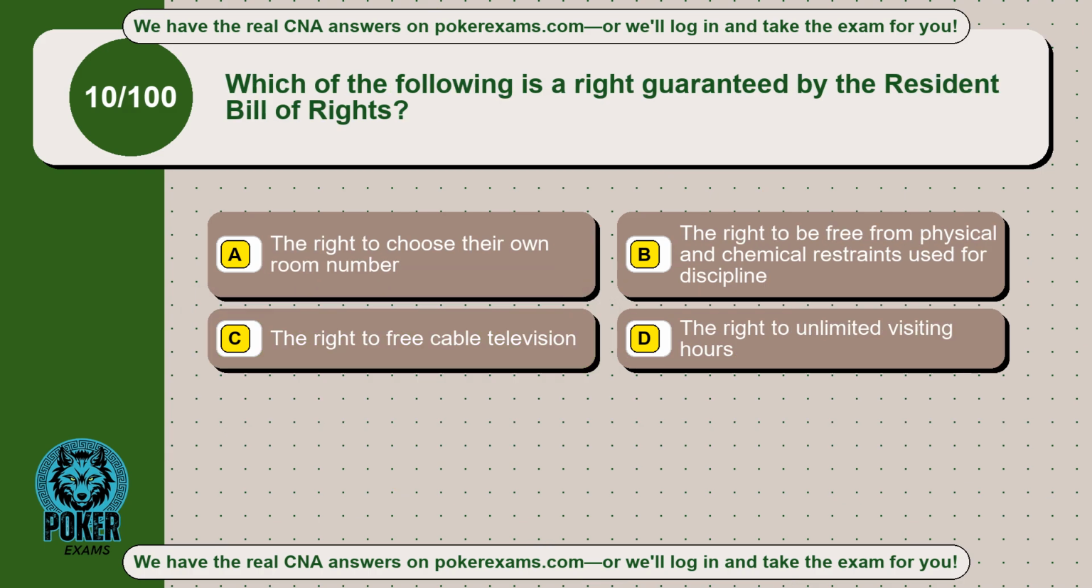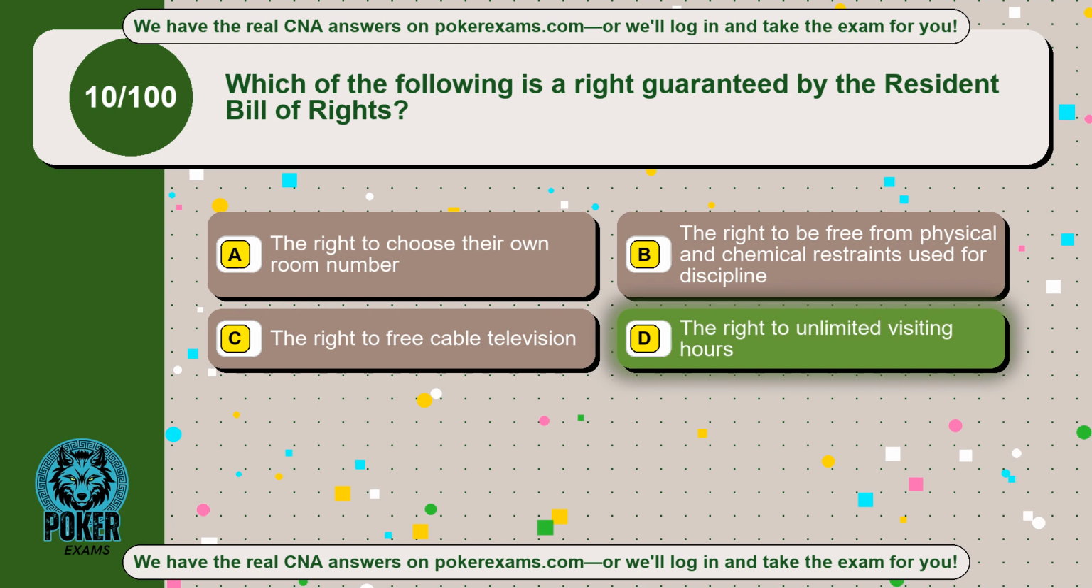Question 10. Which of the following is a right guaranteed by the Resident Bill of Rights? Option A, the right to choose their own room number. Option B, the right to be free from physical and chemical restraints used for discipline. Option C, the right to free cable television. Option D, the right to unlimited visiting hours.